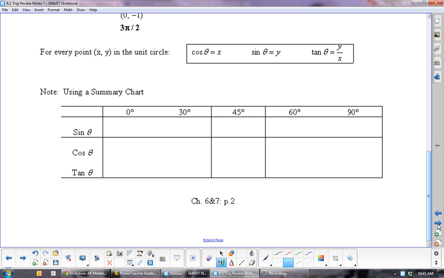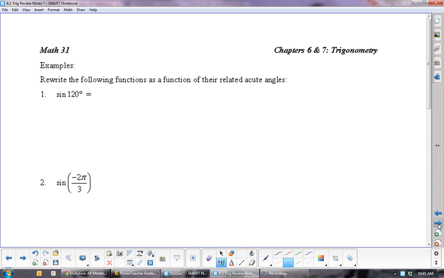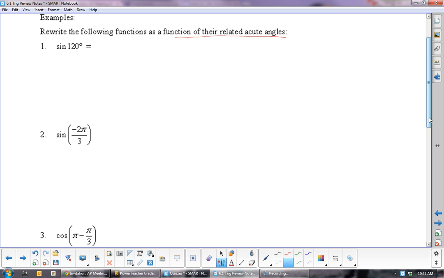Okay, so let's just do some questions here. It's a pretty short lesson. This one says to write as a function of their related acute angles. Now, for every one of these, I would encourage you to draw it quick, to always get your CAST rule bearings and your reference angle.